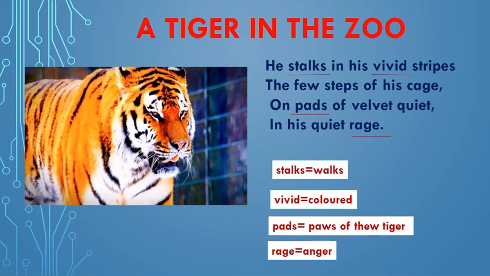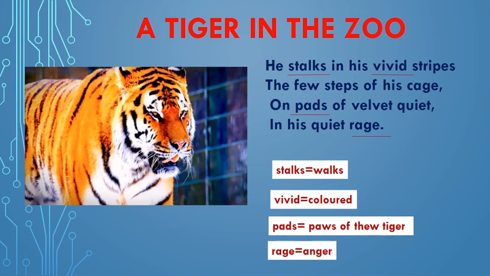Yes, in the first stanza, the poet explained how the tiger behaved in the cage, when it was put in the cage, when it was kept in the cage. Yes, the few steps. How does it walk? A tiger walks in his vivid stripes a few steps only. Cages of only 1 meter are shown there, and there are 6 feet cages. Small cages are also there in the zoo.